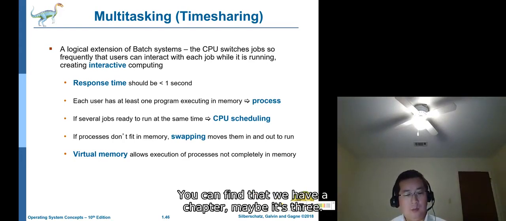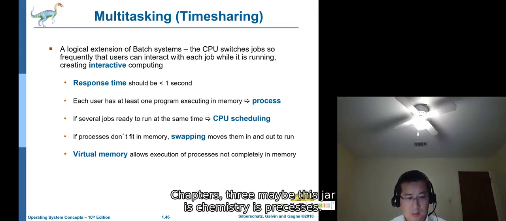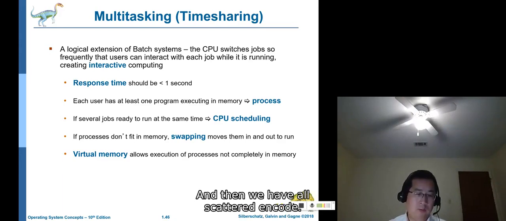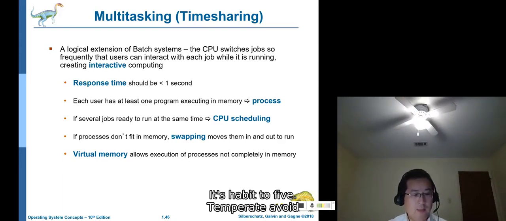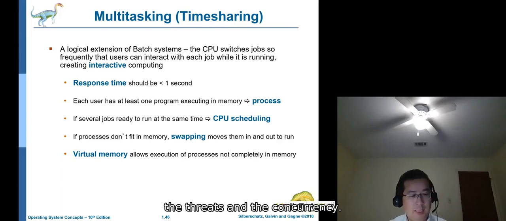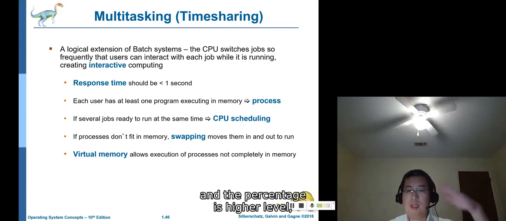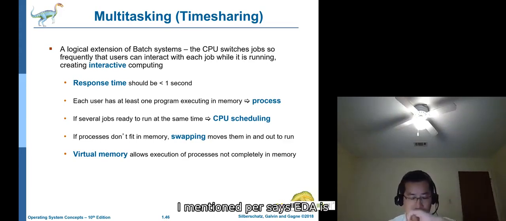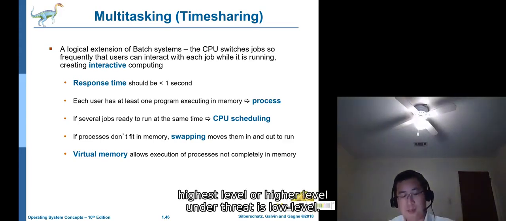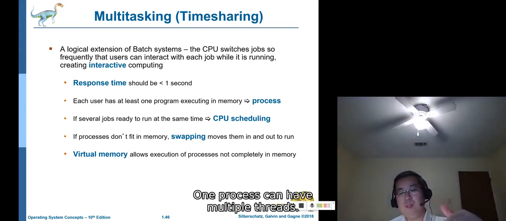That's why you can find we have chapter 3, which is processes, and then we have scheduling in chapter 5. Chapter 4 is threads and concurrency. Threads are low level, and the process is high level. I mentioned process is the higher level, and the thread is low level. One process can have multiple threads.